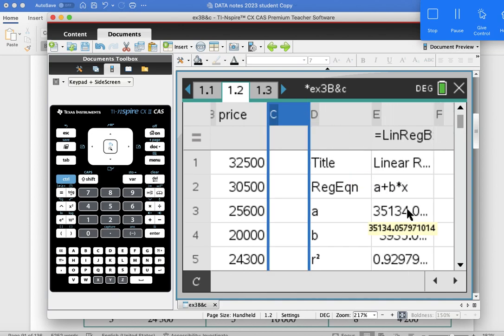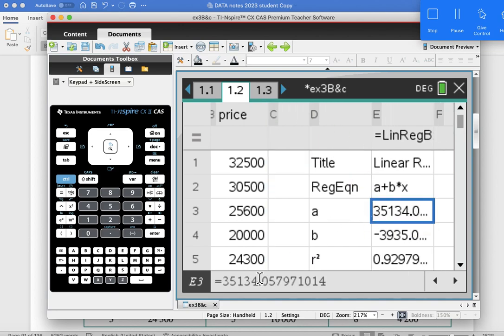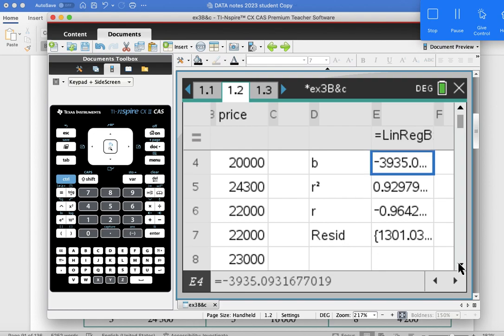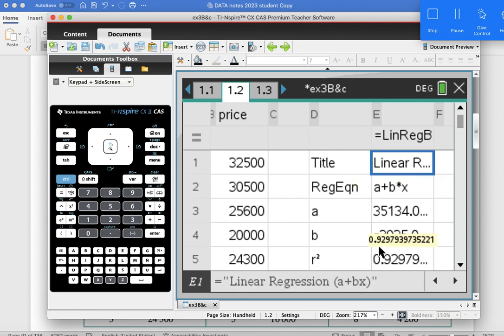If you look, at the very top is the A value. So the A value is 35,134. And then here's the B value, it's negative. If you click on it, you can always look down here if they're asking you for more decimal places that you can't see, it's there. And then if I keep moving down, you've got the R squared and the R. The R says it's negative 0.96. So this one's very strong, and the R squared is there. We'll look at that in a minute. All right, so that's how you get this.